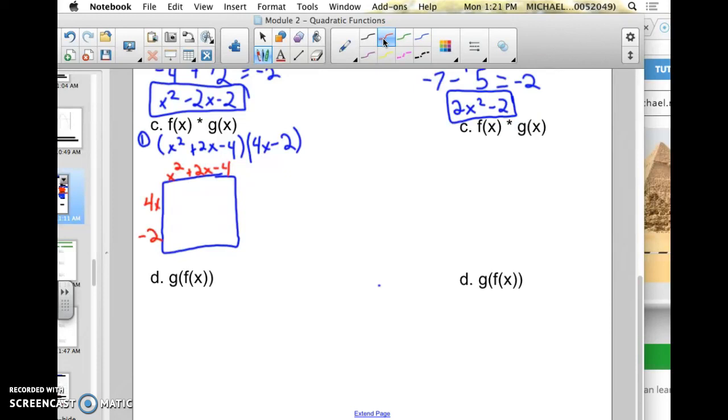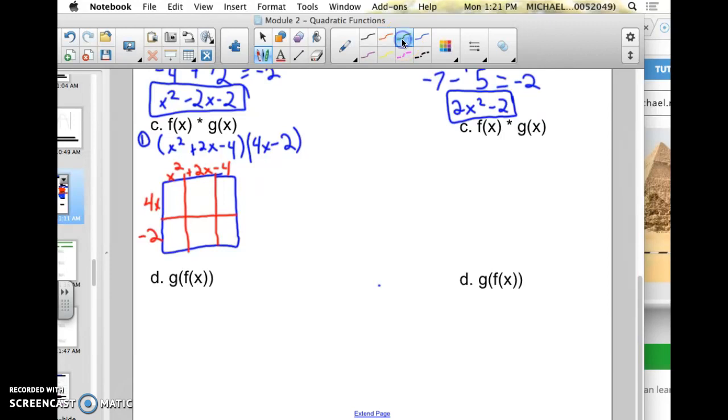Now I need to organize my area square a little bit. Don't know if that's the technical term, but I'm going to separate the x squared column, the 2x column, and then the negative 4 has its own column. And then I'm going to create a row between 4x and negative 2. This, again, is just an organization tool. Now it tells me that every term is going to be multiplied with each other one time.